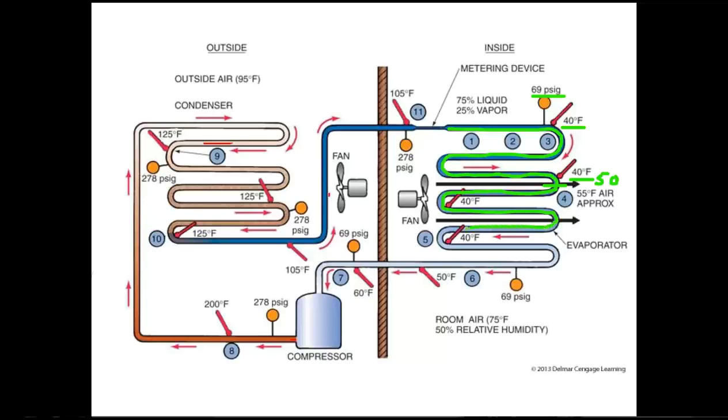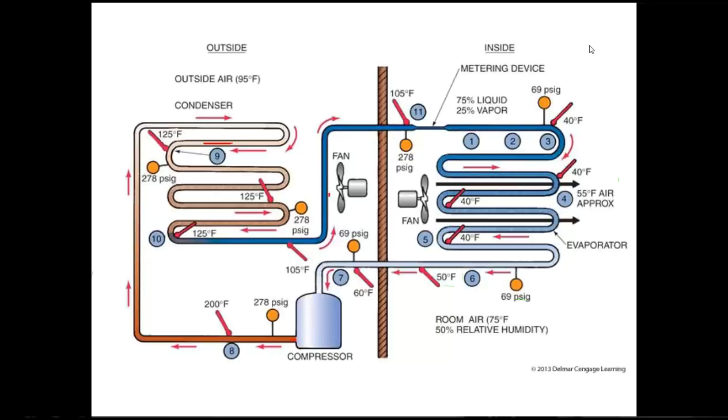Now, at a certain point where the engineers designed this coil, this refrigerant is no longer going to be at its saturation point. Although it's still at 69 PSIG, we are now at the 100% vapor point. From here on, we're no longer picking up latent heat, we're picking up sensible heat. If we put our thermometer on the line after we have changed the state of that refrigerant completely from liquid to vapor, we can now start to measure the sensible heat of the refrigerant.